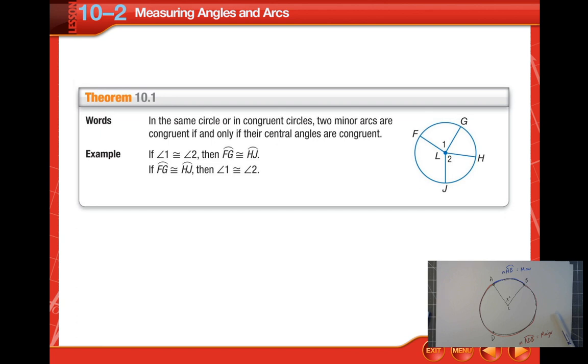Theorem 10.1: in the same circle or in congruent circles, two minor arcs are congruent if their central angles are congruent. Hopefully that makes sense. I won't ask you for theorem 10.1, but hopefully by the end of it, it makes sense to you.